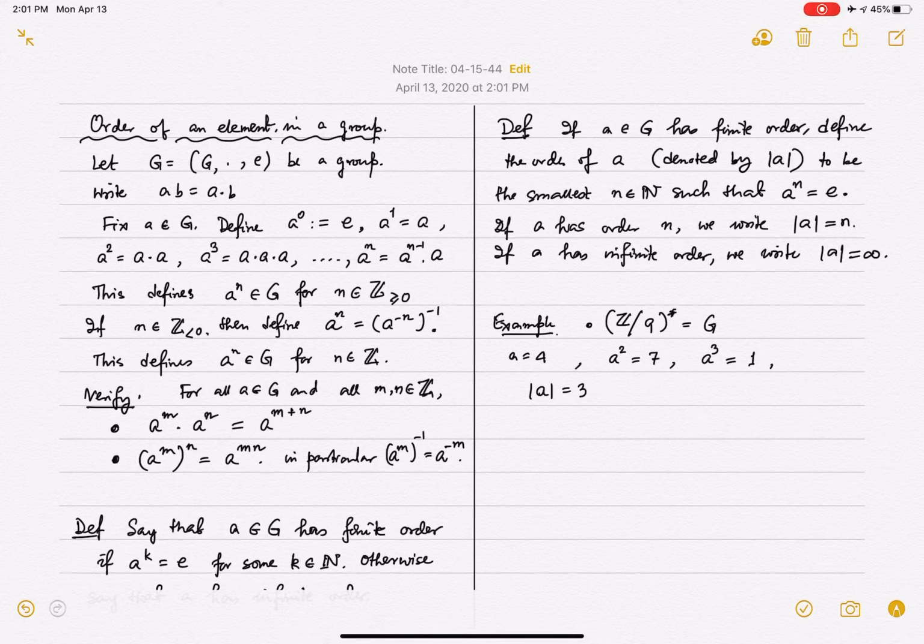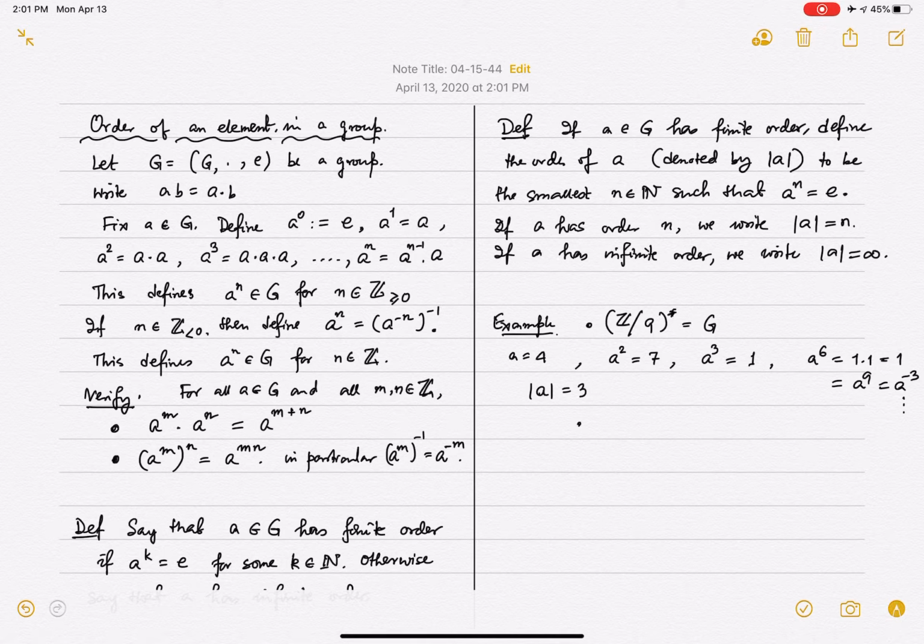Of course, if a cubed is 1, a to the 6 is also going to be a cubed times a cubed, which is 1 times 1, 1. a to the 9 is also going to be 1. a to the minus 3 is also going to be 1, etc. But I'm going to take the smallest positive number.